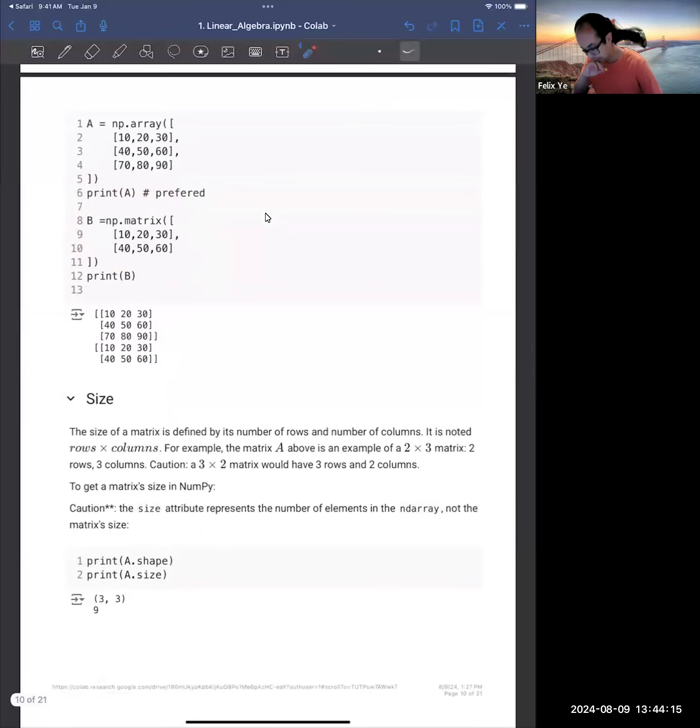You shouldn't call size, that's a bad idea. Don't ever do that, because it doesn't give you the thing that you want. You can call A.shape, or np.shape for A. A.shape actually gives you 3 by 3, because this is a 3 by 3 matrix: 3 rows and 3 columns. That indicates I have 3 rows and 3 columns.